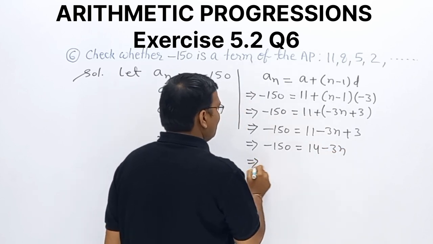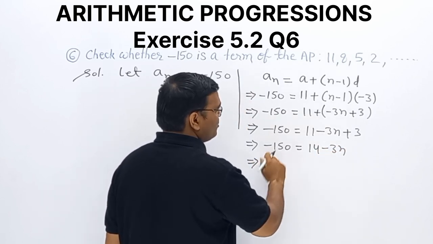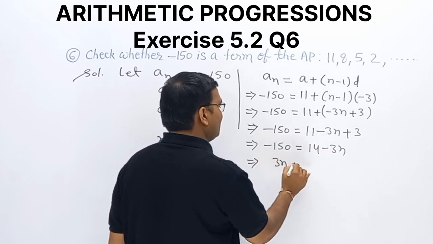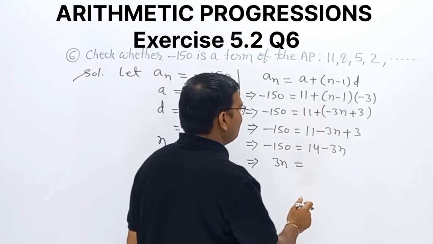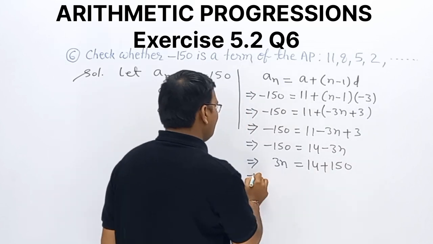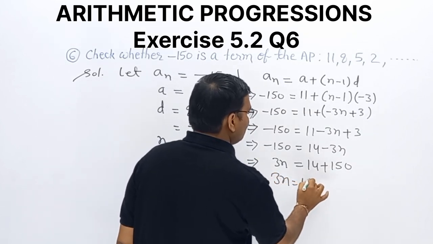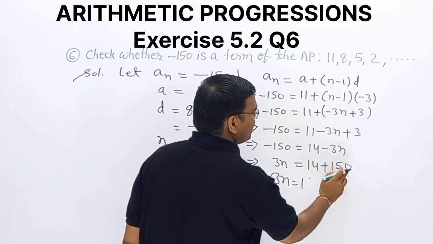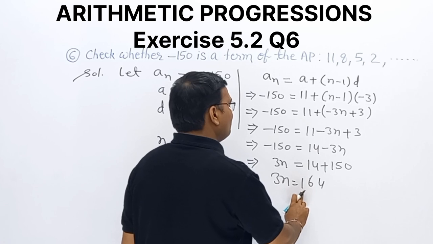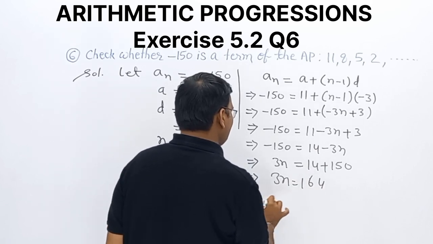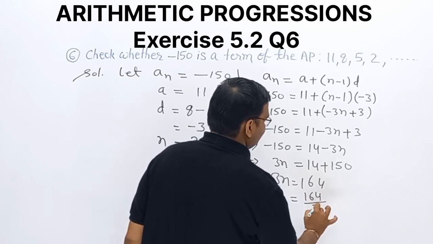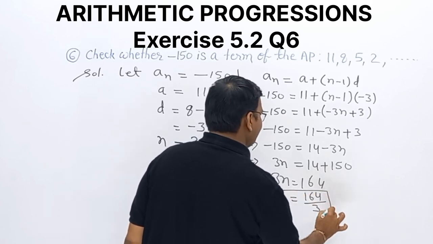Now transposing the n term towards the right side, this will be plus 3n, and transposing the 14 to the left, this will be 14 plus 150. What are we getting? Add both: 3n equals 164. So what is the value of n? n equals 164 divided by 3. This is the value of n.